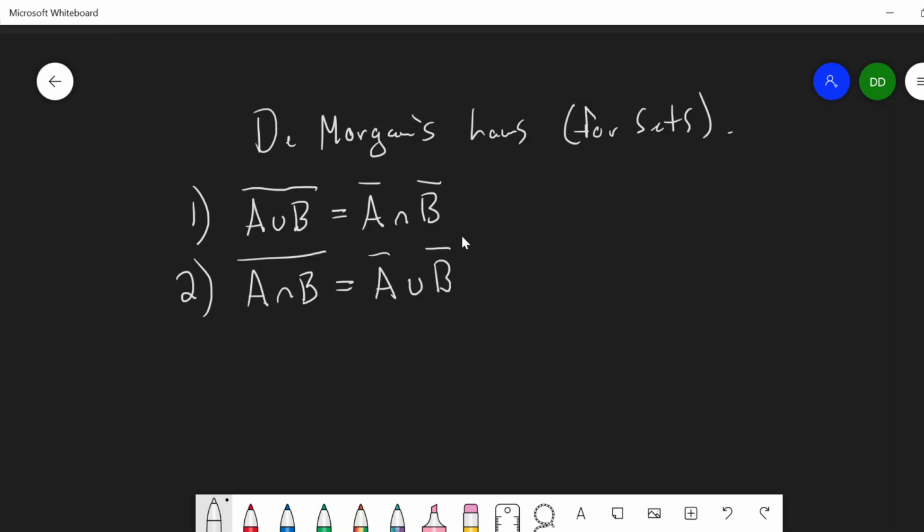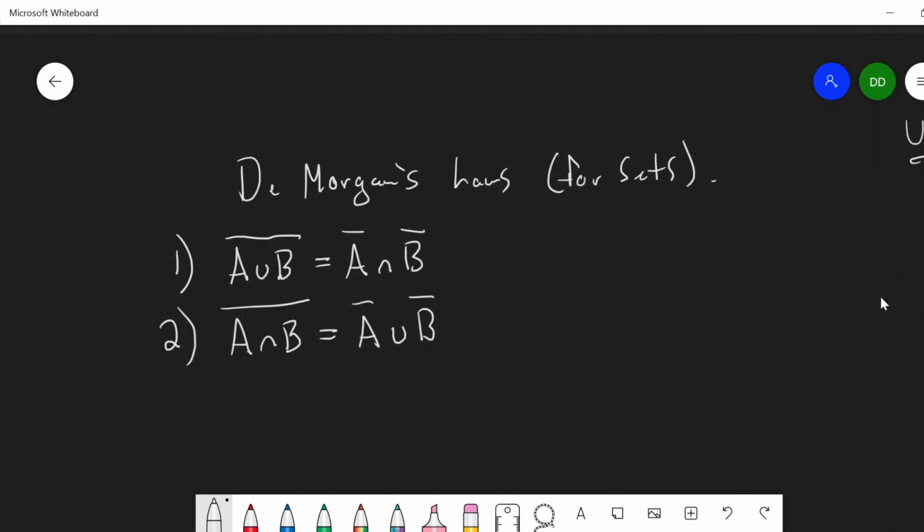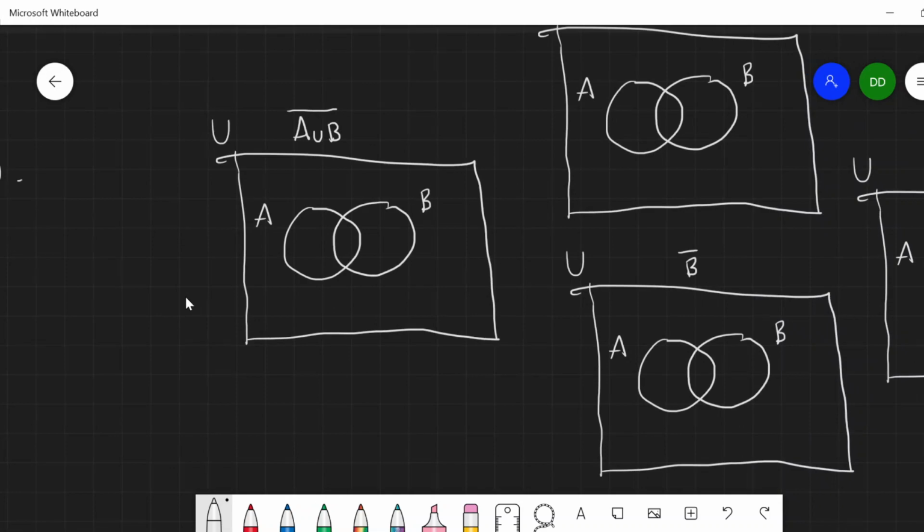So given a universal set and a set A inside of that, the complement is everything that's not in A. So De Morgan's law is saying if we have two sets, we take their union and then take a complement, that's the same thing as taking the intersection of their respective complements. So let's illustrate this first of De Morgan's laws to get a sense of why it's true.